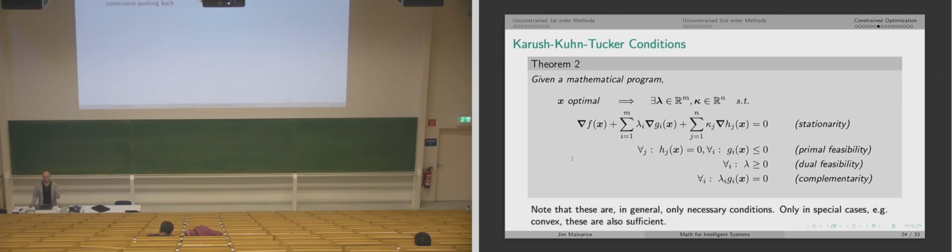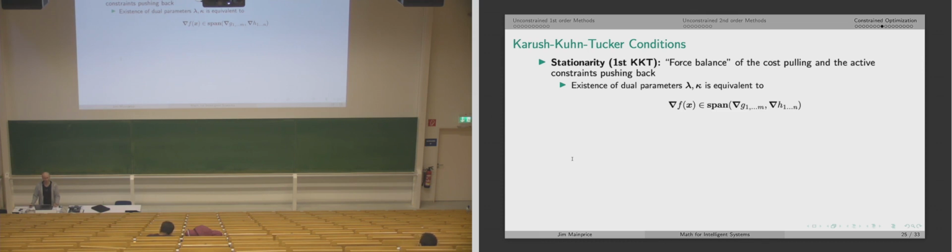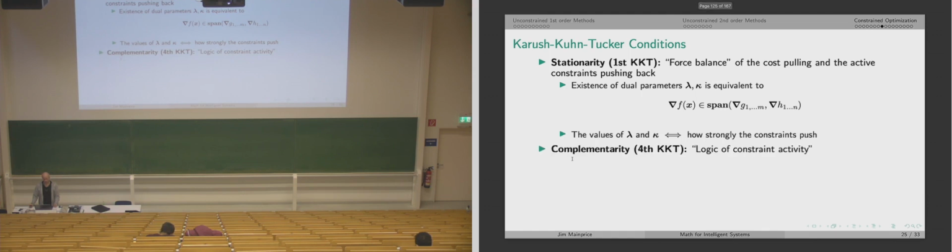So I just summarized the 2 most important ones. The stationarity condition, which is that the gradient has to be in the span of the gradients of the inequality and equality constraints, and lambda and kappas are the coefficients associated to the vectors here. And the complementarity constraint, which is the 4th one, is kind of the logic constraint on activity. So either lambda is 0, meaning the constraint is not active, or G is 0, meaning you're at the boundary.